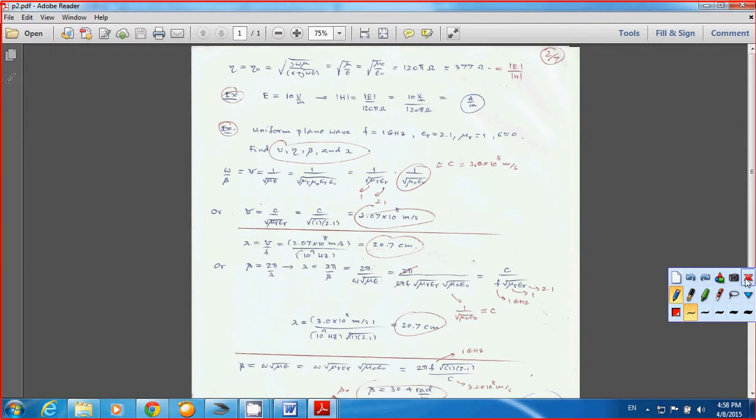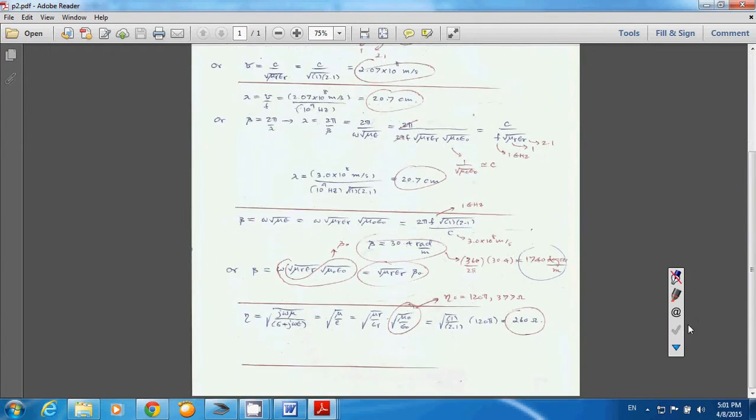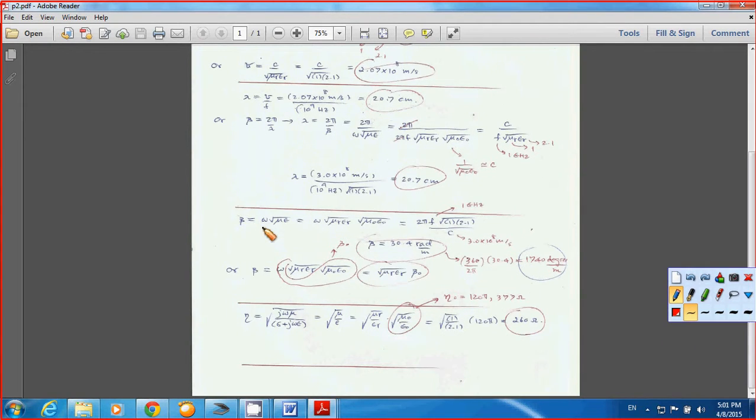Okay, so now your beta is equal to omega square root mu epsilon. You just plug in the number. You get 30.4 radian per meter. You want to change this into terms of degree, so you multiply 30.4 by 360 over 2 pi. Okay. You end up with 1740 degrees per meter.